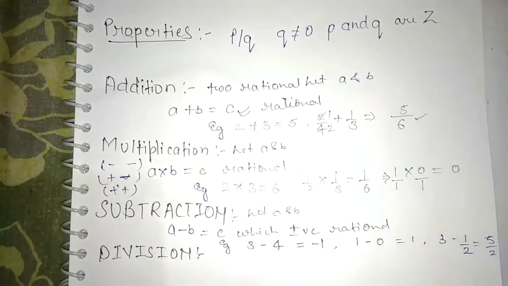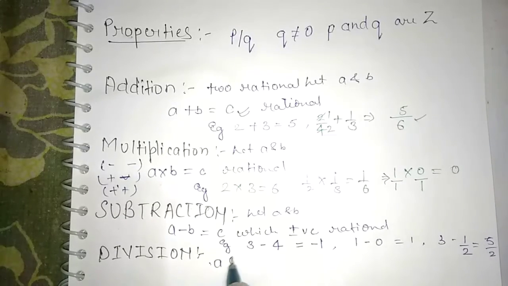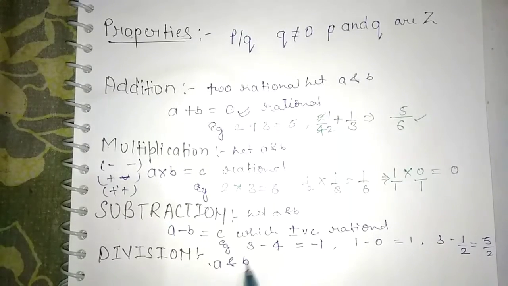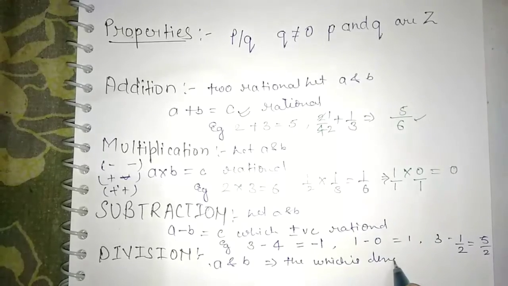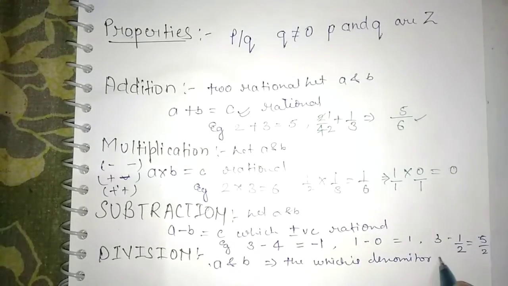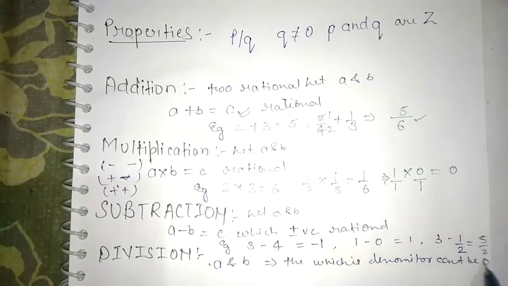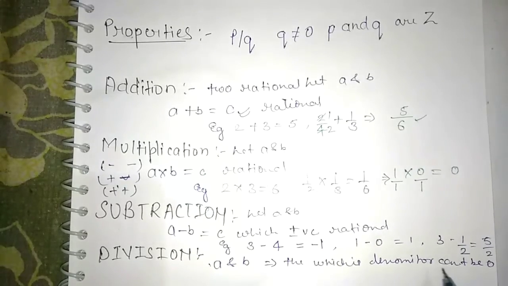Now we will talk about division. The division also gives us the same result, but here a and b are rational numbers, and the number which is in the denominator can't be 0. The number which is in the denominator can't be 0, then it will give us the same result.